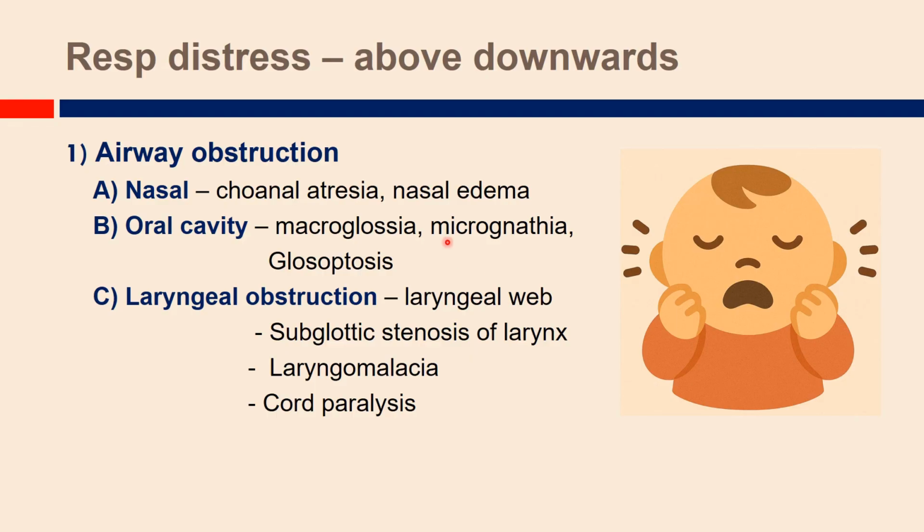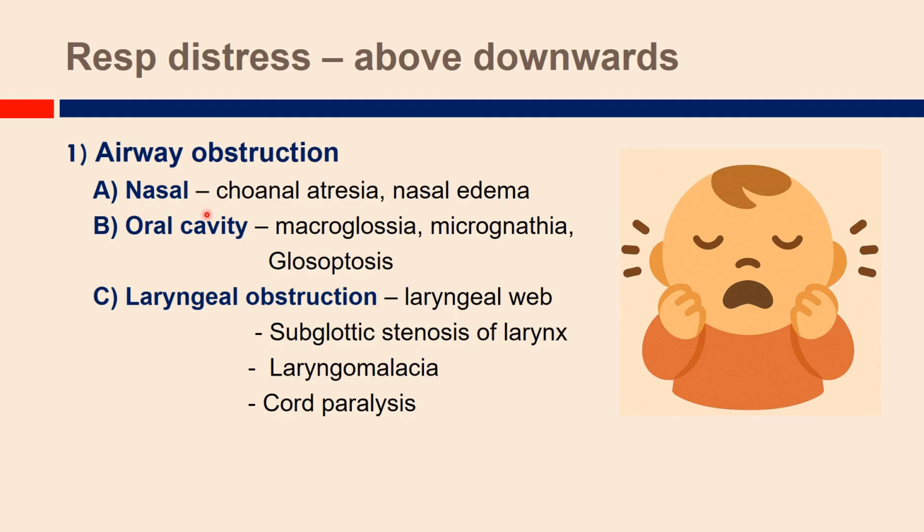Let's see the different causes of respiratory distress starting from above downwards, that is from the nose going down towards the alveoli. All causes of respiratory distress will present with tachypnea, that is increased respiratory rate. There can be nasal flaring, grunting, intercostal retraction and cyanosis also. So starting with the airway obstruction, can be in the nose.